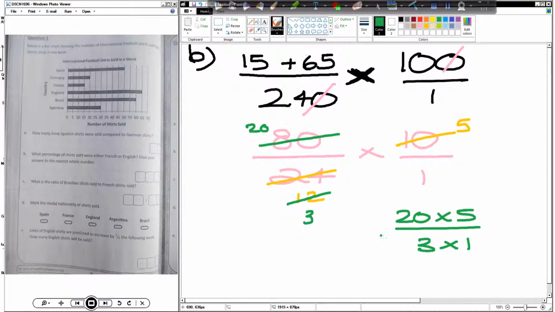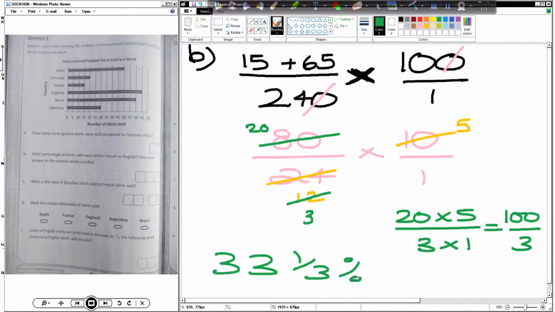So 20 times 5 will give us an answer of 100. And then we divide it by 3. So 100 divided by 3 is 33 and a third percent. But that's not our final answer, because the question says to the nearest whole number. So 33 and a third percent to the nearest whole number gives us 33. That's the answer for question 1 part B.